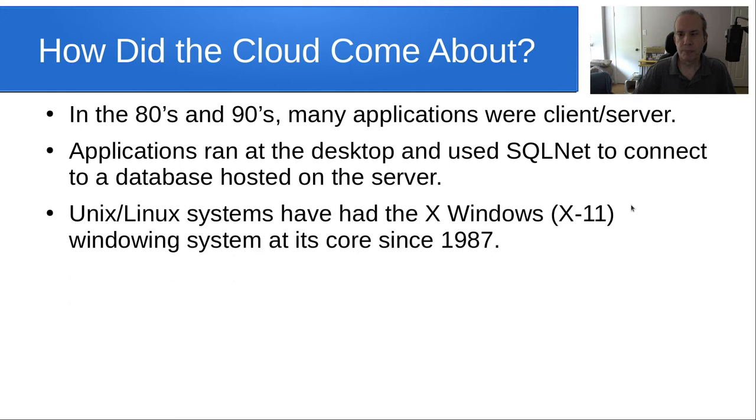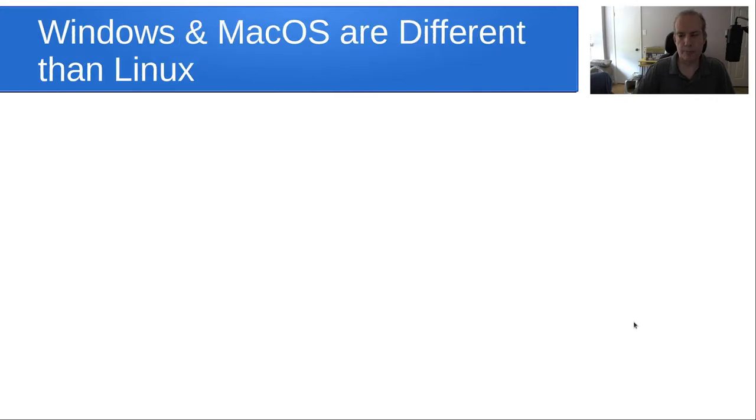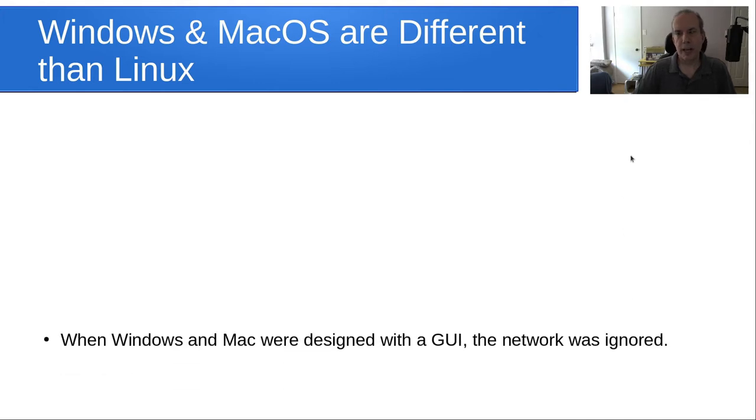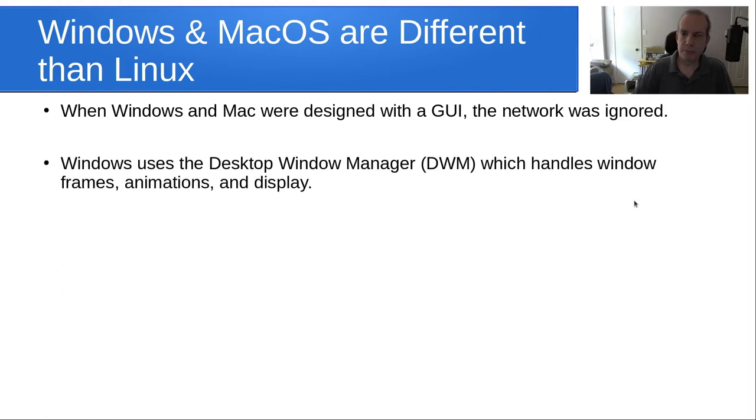the server. And Unix and Linux systems have had the X Windows X11 windowing system at its core since 1987. X Windows was the basic framework behind those GUI environments, allowing interaction with the mouse, keyboard, display, or even a touchscreen. So Windows and Mac OS are different than Linux. When Windows and Mac were designed with a GUI, the network was basically ignored.